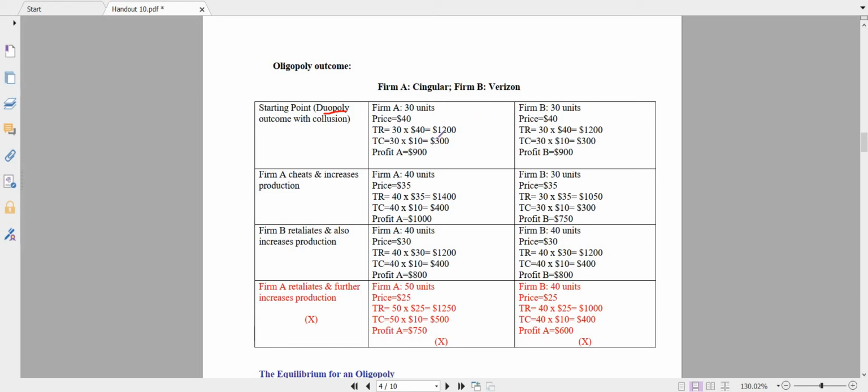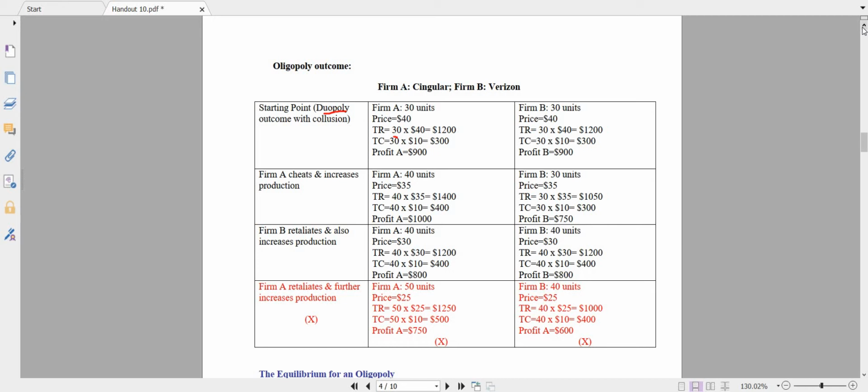You can work out the total revenue for firm A. The formula for that is price times quantity. So 30 is the production level, 40 is the price, so that's going to be the total revenue. Total cost is going to be 30 times 10, because we know that on each unit the cost incurred is $10. The MC, marginal cost, was $10, so just multiply 30 by 10, that gives me $300. So A is earning a profit of 900. Similarly, B is going to produce 30, enjoy a price of 40, and make a profit of $900.